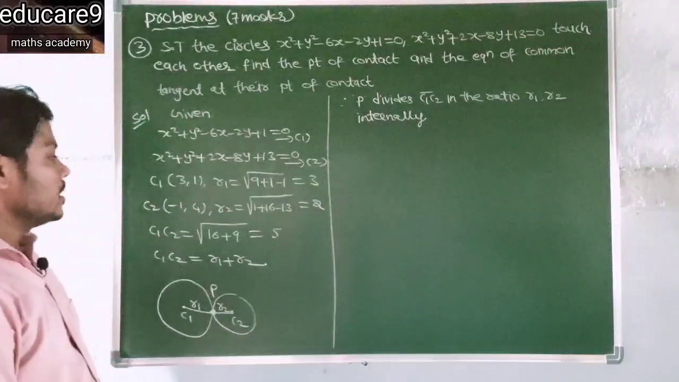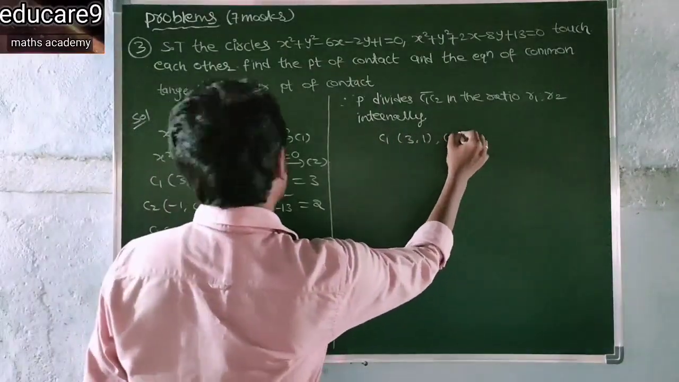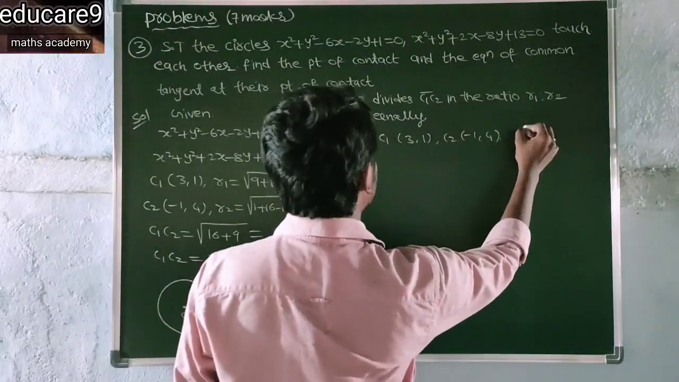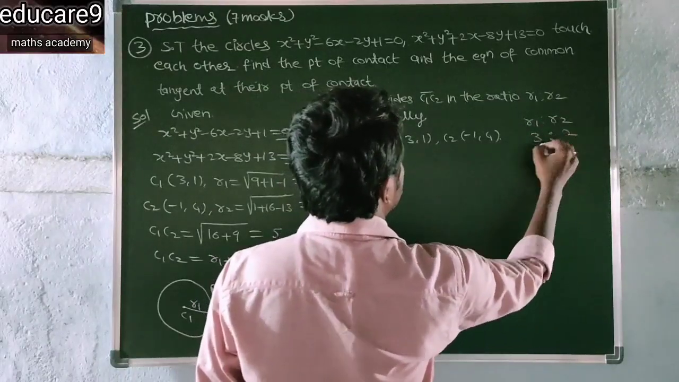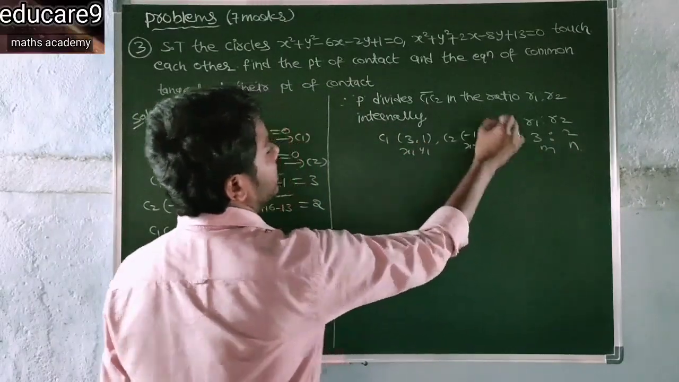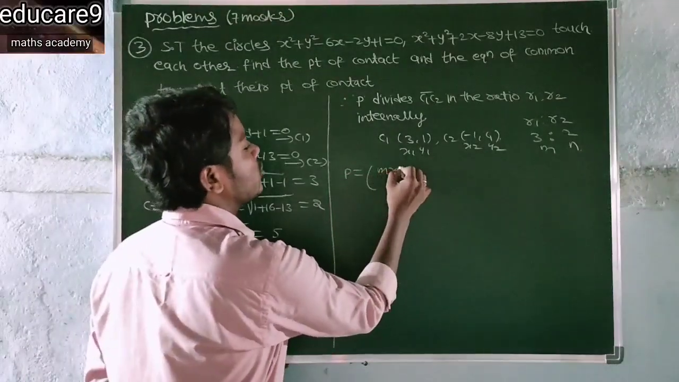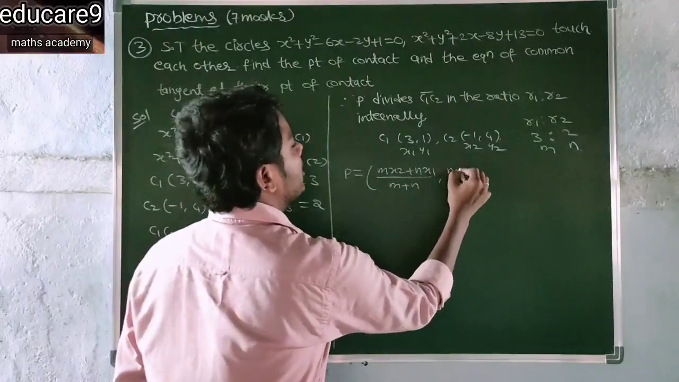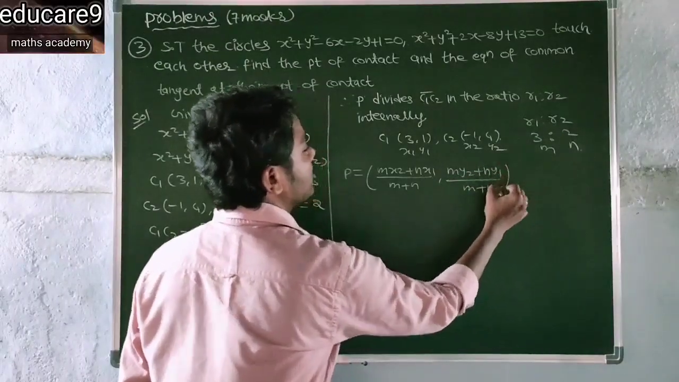Okay. So here C1 is (3, 1) and C2 is (-1, 4), and R1 is to R2, so what is that? 3 is to 2. This is M and this is N. So this is (x1, y1), this is (x2, y2). So therefore the point P is what? (Mx2 + Nx1)/(M + N), (My2 + Ny1)/(M + N).